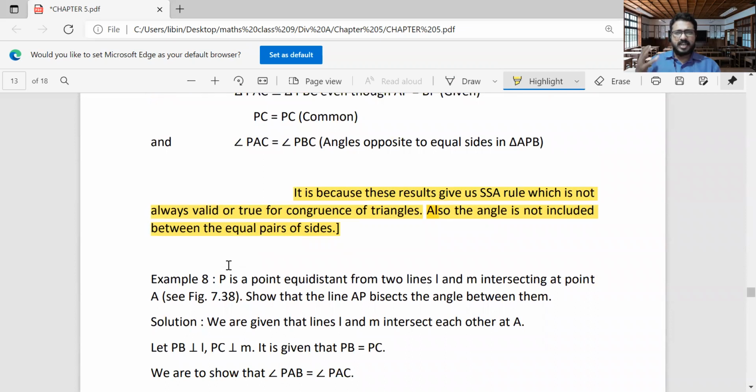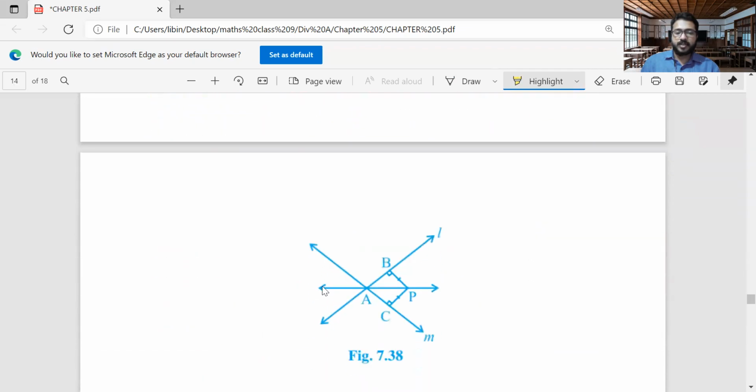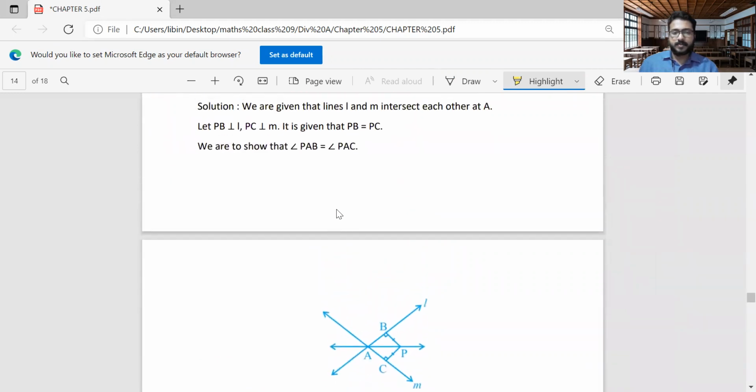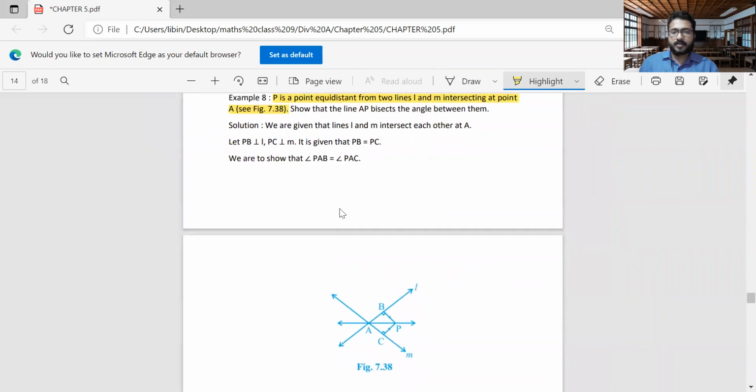It is actually a kind of similar question. P is a point which is equidistant from two lines L and M intersecting at point A. See figure 7.38. Okay, see this figure as you can see. Now show that the line AP bisects the angle between them.